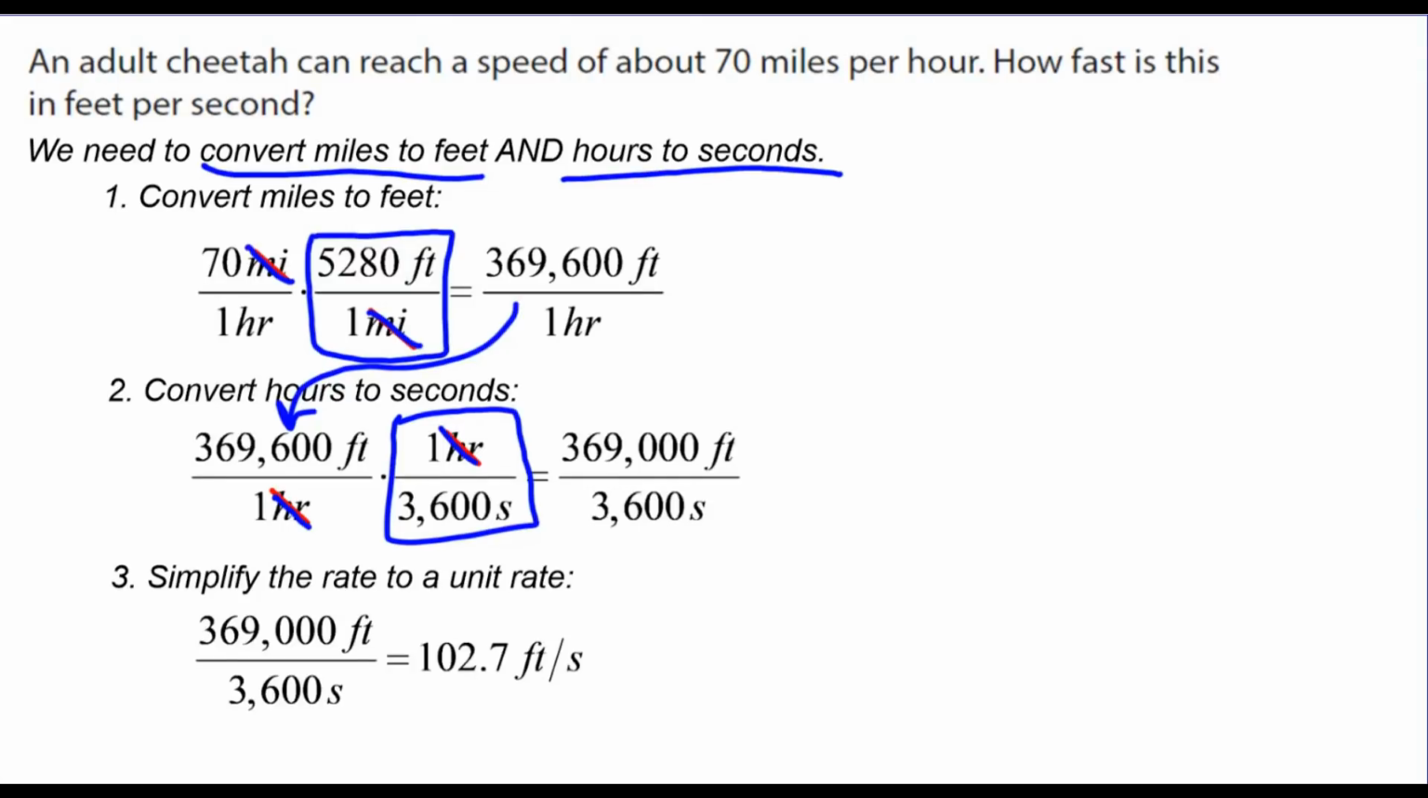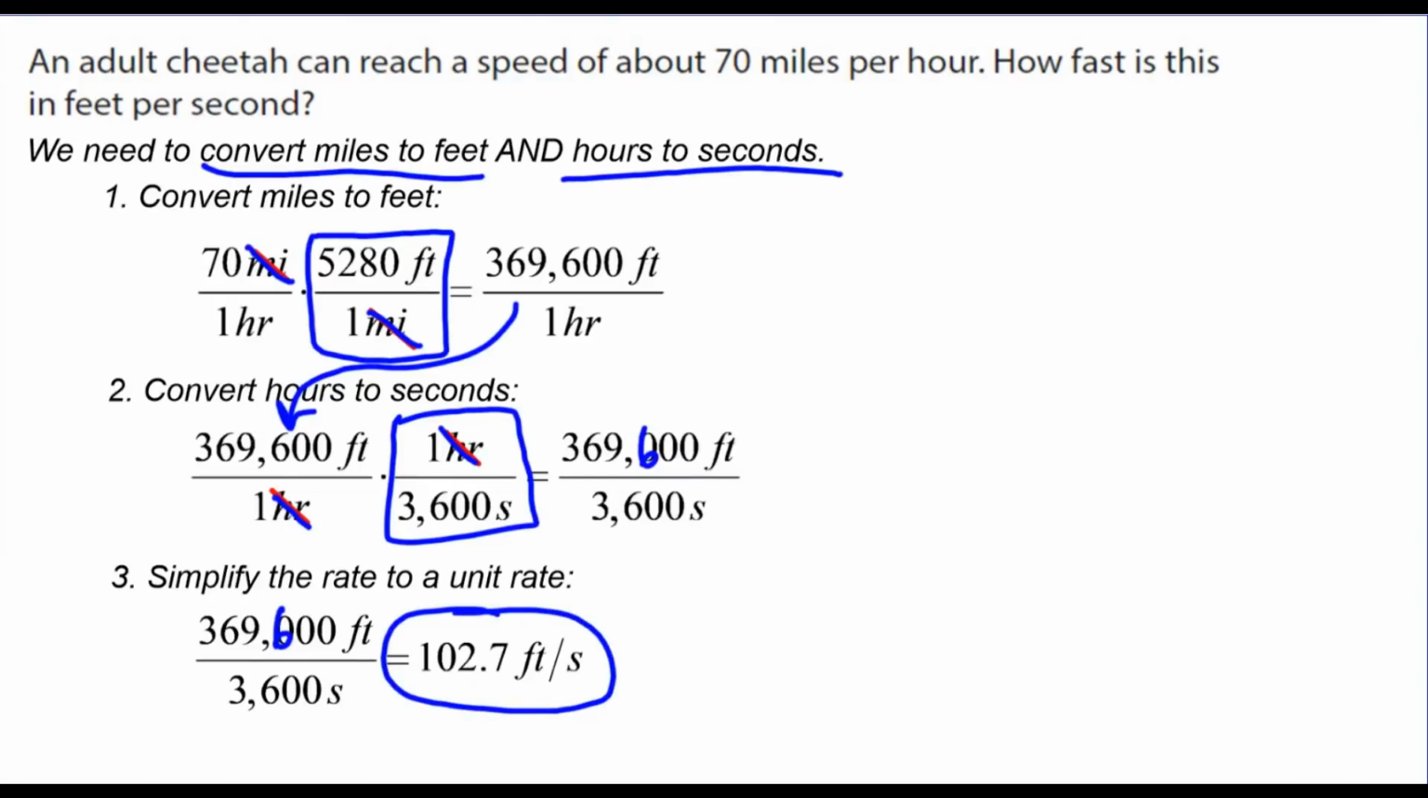369,600 times 1 is 369,600. And then 1 times 3,600 is 3,600. I've got to double check that I did that calculation correctly. So to find my unit rate, yes, I did that right. That's 369,600 feet every 3,600 seconds, which as a unit rate is 102.7 feet per second.